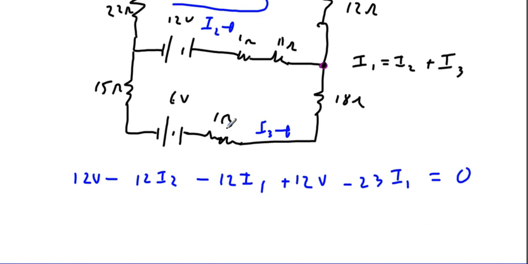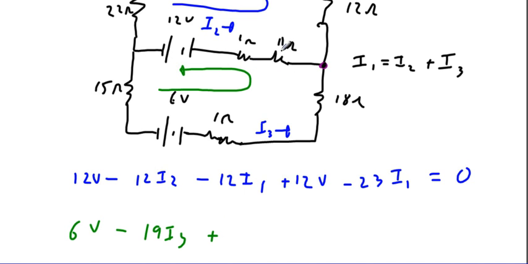And then we'll look at another loop. We'll look at that loop there, and we go up 6, we go down 19 I3. Okay, we're going to go up because the current's going the other way, and our loop is going that way. It's going to go up 12 I2, then we're going to go down 12, and then we're going to go down 15 I3, and that's going to equal 0.